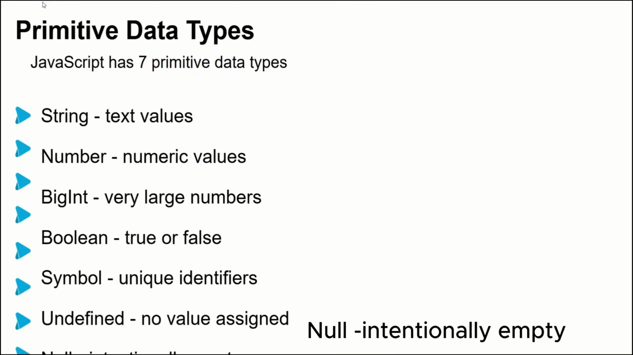Let's look at data types. In JavaScript, we have 7 primitive data types. So we have the string, which are basically text values. We have number, we have BigInt for larger numbers. We have the boolean, which is for true and false, mostly used in logic. We have symbol, that is used for unique identifiers when it comes to objects. And we have the undefined data type and null data type.